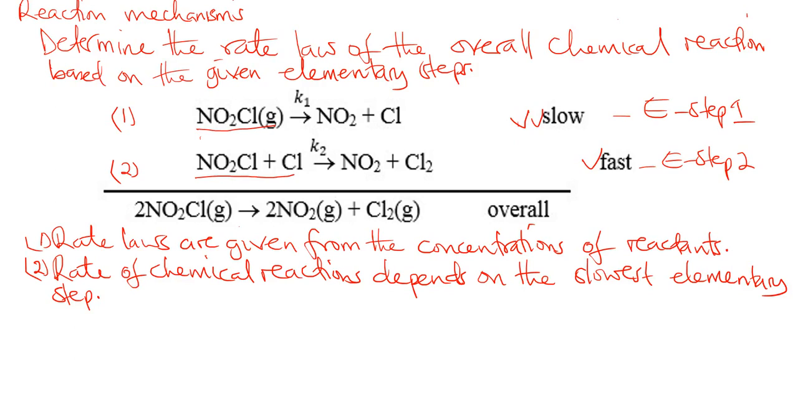But the second statement says rate of chemical reactions depend on the slowest elementary step. So this one has the slowest elementary step, which means our rate will come from this reaction. This one will not give us our rate because its elementary step here is fast.